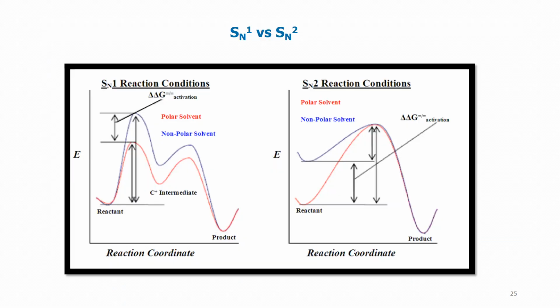So what is happening if we apply this solvent effect in SN1 and SN2 reactions? In the case of an SN1 reaction, what is the intermediate? The intermediate is the carbocation, a highly positively charged intermediate. Our substrate is neutral, but in the intermediate we are getting a positively charged species.